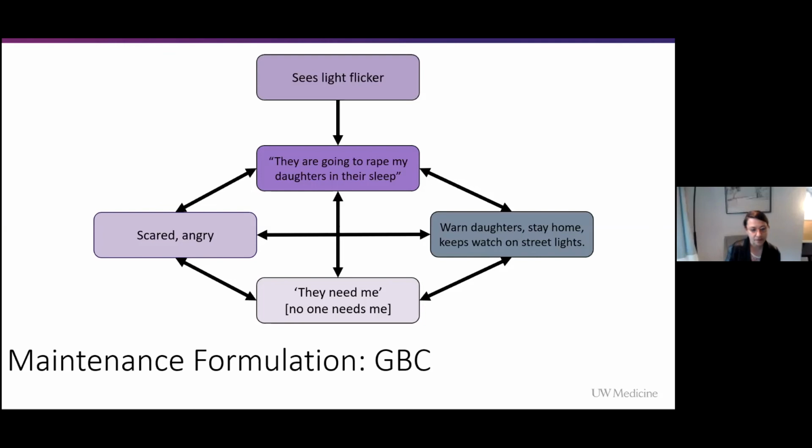How old were her daughters? She had grown daughters, and she was living with one of her grown daughters and her daughter's kids. Was she someone who already left the house, or was she pretty much staying at home a lot? Yeah, great question. So she didn't have a job, and she was staying home a lot.